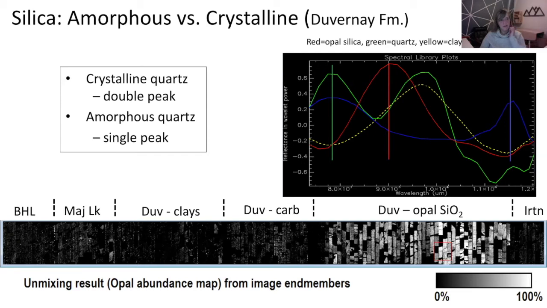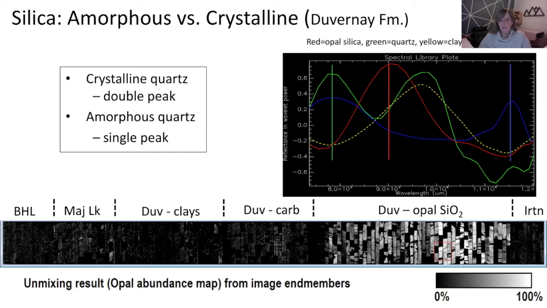So here's the imagery with a grayscale. This is just showing the level, the amount or abundance, of that single amorphous peak. So we can see that in the upper Duvernay, there is an enrichment in that amorphous silica.